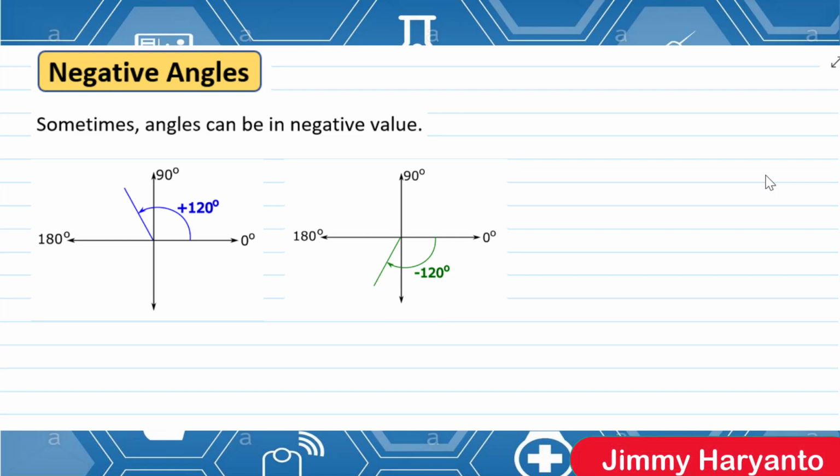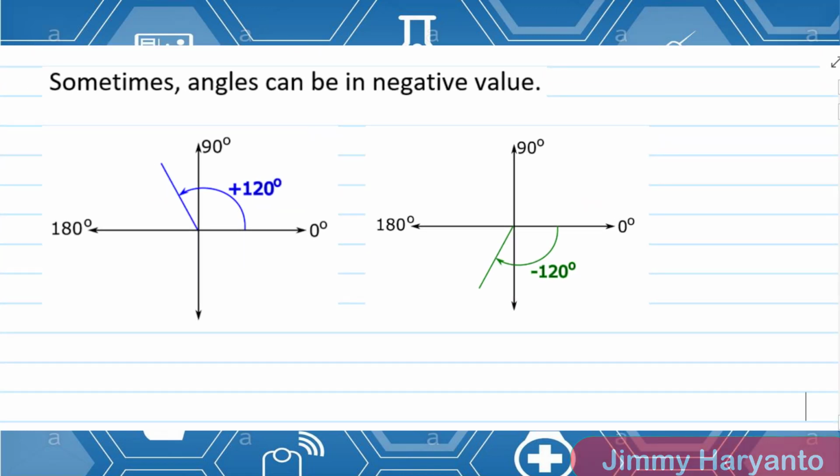Okay, the next is negative angles. Sometimes angles can be in negative values. Take a look at this one. You have to compare it. The first one is positive 120 degrees. That means you move from 0 degrees counterclockwise by 120 degrees. But if it's a negative angle, you have to move from 0 degrees clockwise until you reach 120 degrees as the angle.